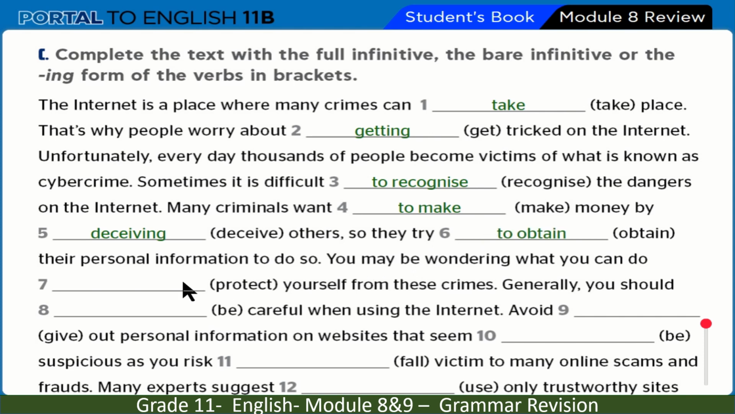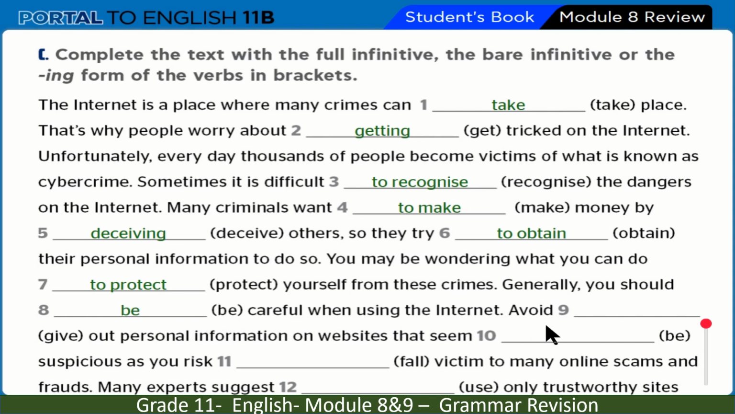Number seven, you may be wondering what you can do. Protecting or to protect? You can do to protect. Excellent. Now, in number 8, we note that should is a modal just like can in number 1. So all modals must be followed by the bare infinitive. And the bare infinitive of be here is be, the same.